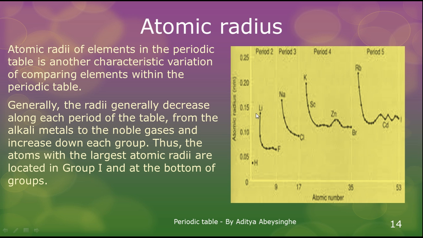So you can see that the atomic radius of lithium is smaller than that of sodium, and sodium is smaller than that of potassium, and potassium is smaller than that of rubidium. So what actually happens when you go across the groups, right? So lithium, sodium, potassium, rubidium, cesium, francium, they are all in a single group. So the atomic radius increases when you go down a certain group.